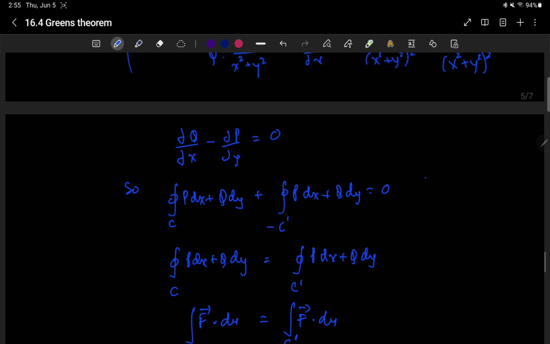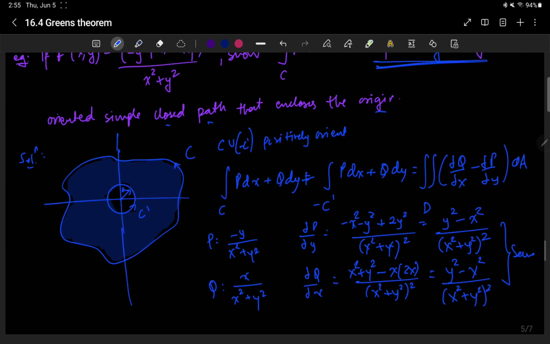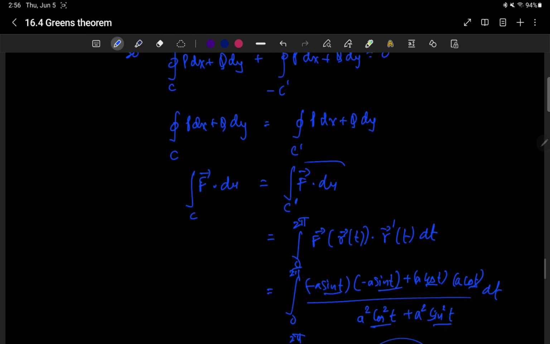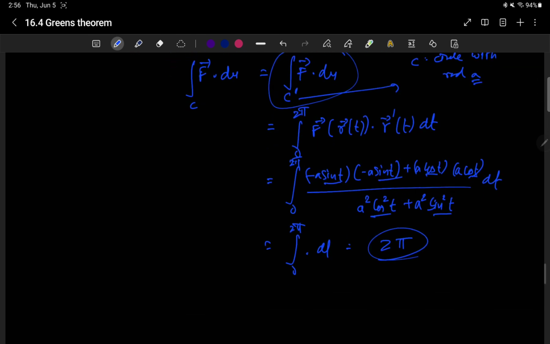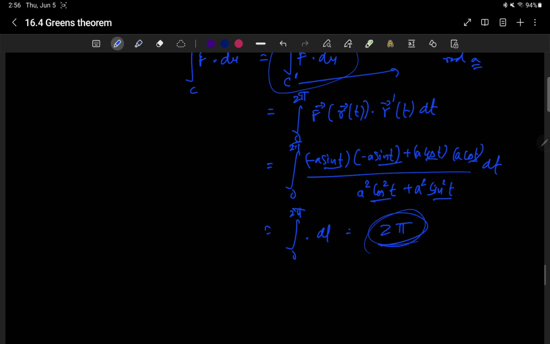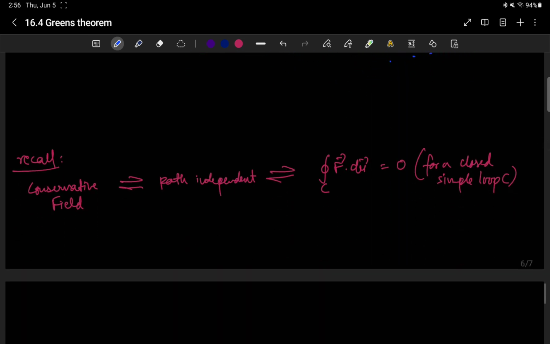And so what we have shown is, starting with an arbitrary curve C, the line integral is the same for any curve C as the line integral about C prime, where C prime is a circle with radius a. And then we saw that when you find the line integral along C prime with a circle of radius a, it is just equal to 2 pi. So they're all equal to 2 pi, which is what the problem asks us to do.